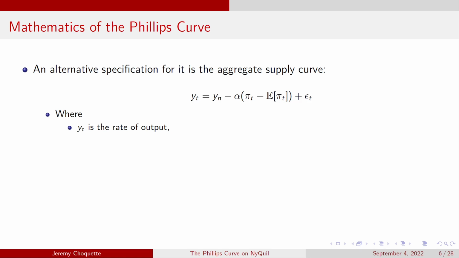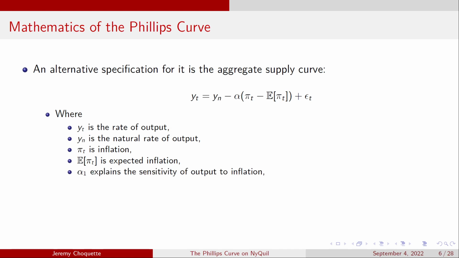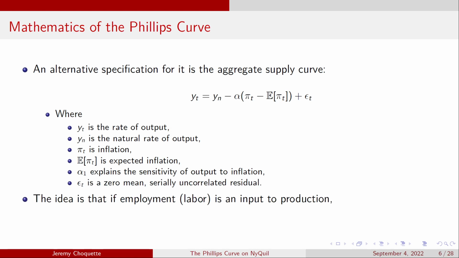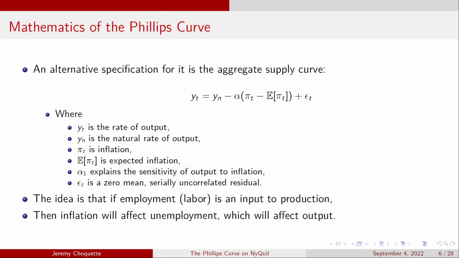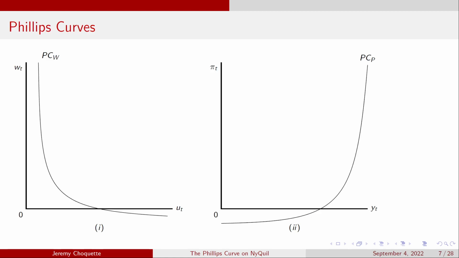And here we have the rate of output being a function of the natural rate of output, which is the same kind of idea as the natural rate of unemployment. It's what output would be absent any sort of exogenous shocks. We have inflation. We have expected inflation. We have this term alpha, which explains the sensitivity of output to inflation. And we have our residual, which of course we just assume is zero here. And the idea is that if employment or labor is an input to production, then inflation will affect unemployment, which will affect output. So here are the two different ways that we can look at the Phillips curve.